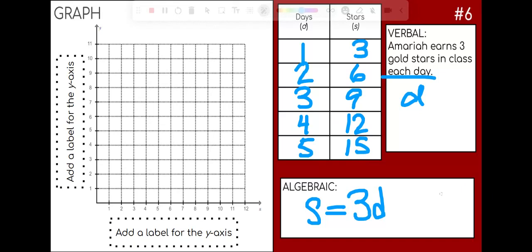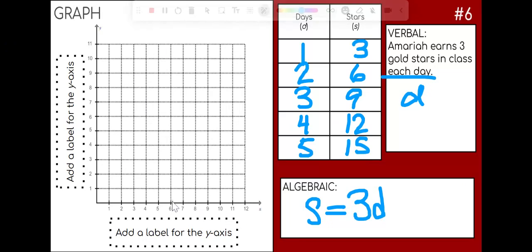I could have skipped all the way to what about in 10 days? 3 times 10, that's 30. She would have 30 stars. What about in 11 days? 3 times 11, that's 33 stars. What about in 100 days? 100 days of school. 3 times 100, that's 300 stars. So you can put anything in that table. I'm just making this a little bit easier for myself. Plus, I want to be able to put these on my graph here.